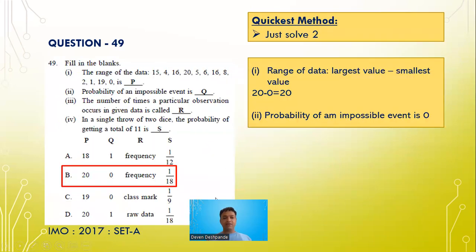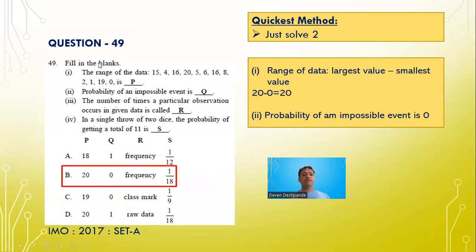Okay, second last question. Hooray! Fill in the blanks. The range of the data 15, 4, 16, 25, 6, 16, 8, 2, 1, 19, 0 is. Probability of an impossible event is. So again, solve only 2, isn't it? So what is the first, range? Range is the largest value minus smallest value. Here the largest value is 20 and smallest value is 0. 20 minus 0 is 20.